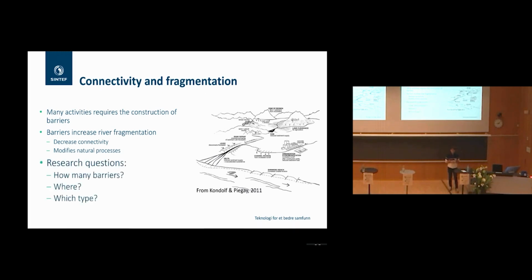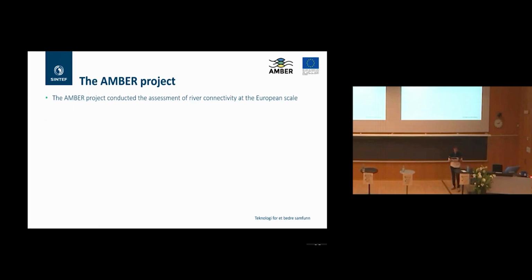So the question was, how many are these barriers? Do we know it? And where are they? Because it matters if it's up in the catchment or lower in the catchment, and which type of barrier. There's a difference between a large dam and a small weir. The AMBER project was a Horizon 2020 project. It finished a couple of years ago and conducted the assessment of river connectivity at the European scale. We collected 120 databases from many different countries and consolidated them in a unique database.